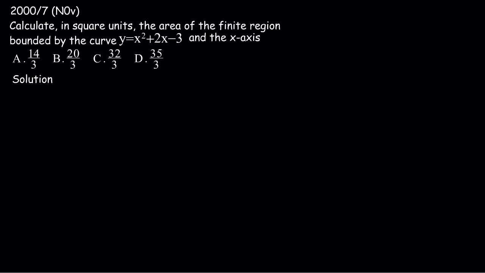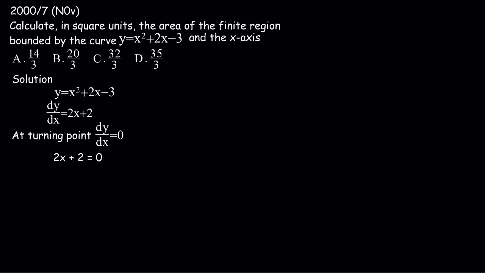Now, in our solution, the first thing we are going to do is find the coordinates of our turning points, our s-intercept and our y-intercept, so that we can sketch our curve and hereby be able to evaluate the integral. Writing down our equation, y equals s squared plus 2s minus 3, and when we differentiate it, dy over ds will be equal to 2s plus 2. Now, at our turning point, dy over ds is equal to 0. Substituting, 2s plus 2 equals 0, and 2s equals minus 2. Dividing both sides by 2, s equals minus 1.